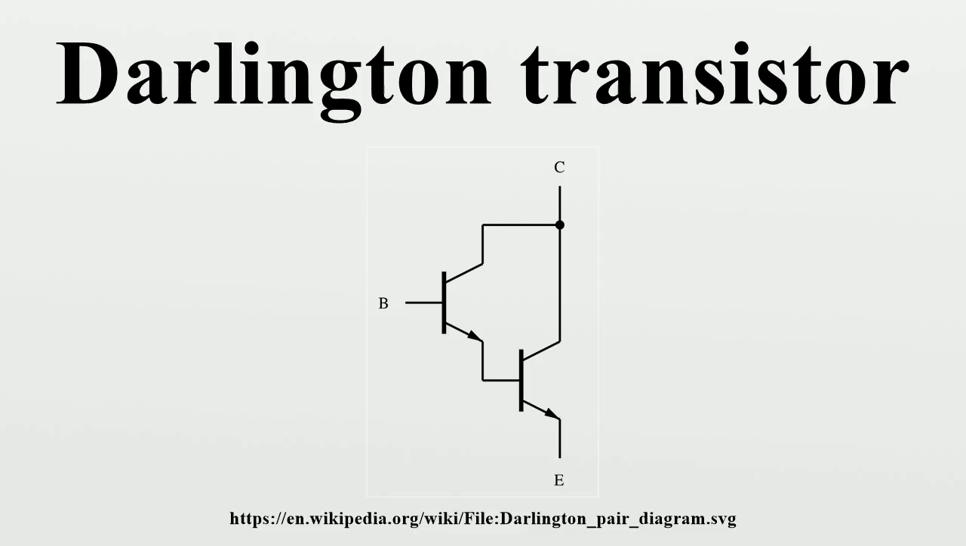To alleviate this, the second transistor often has a resistor of a few hundred ohms connected between its base and emitter terminals. The Darlington pair has more phase shift at high frequencies than a single transistor and hence can more easily become unstable with negative feedback.